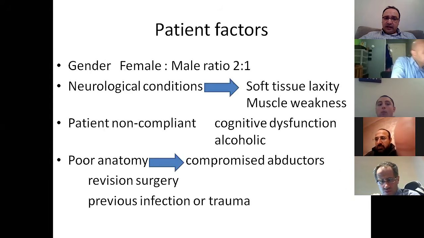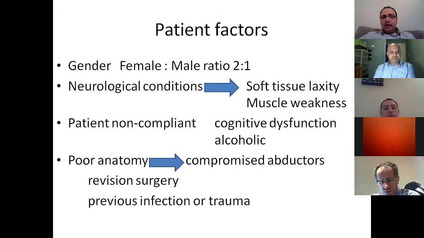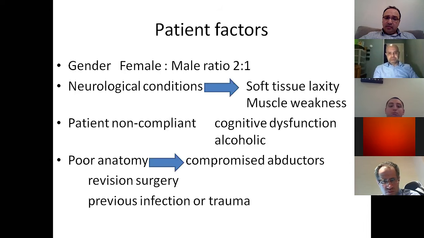Again, for any of these factors, if you can back it up with evidence, if you find a paper to back it up, you will obviously be gaining more points. So gender, female to male ratio is 2 to 1. Neurological conditions: if a patient has any neurological condition that causes soft tissue laxity and muscle weakness, it will weaken their abductor mechanism and reduce the stability.